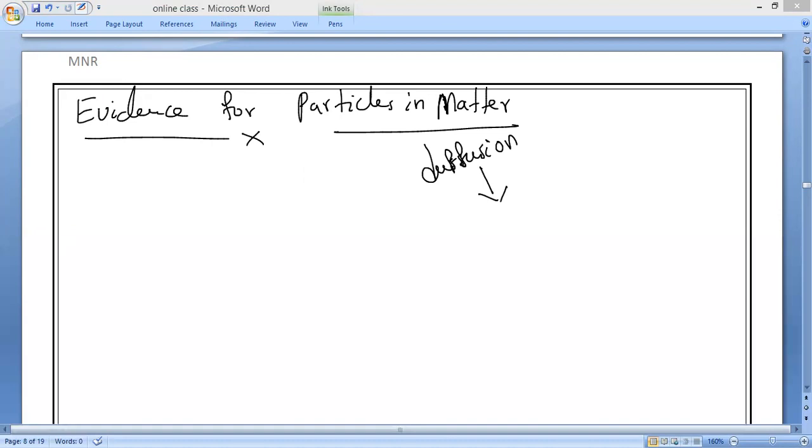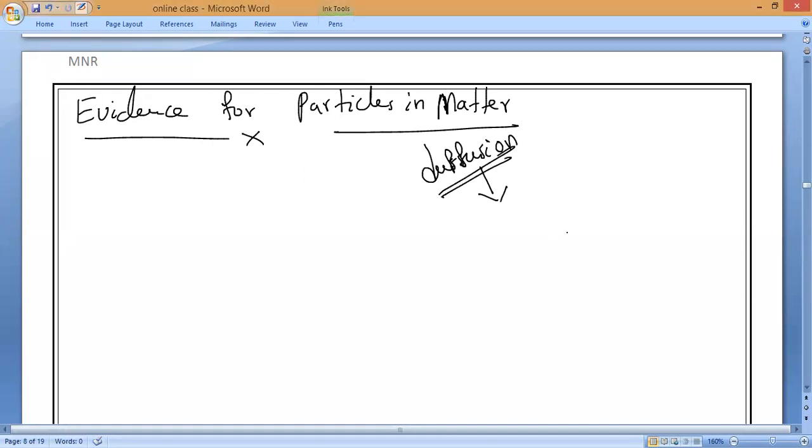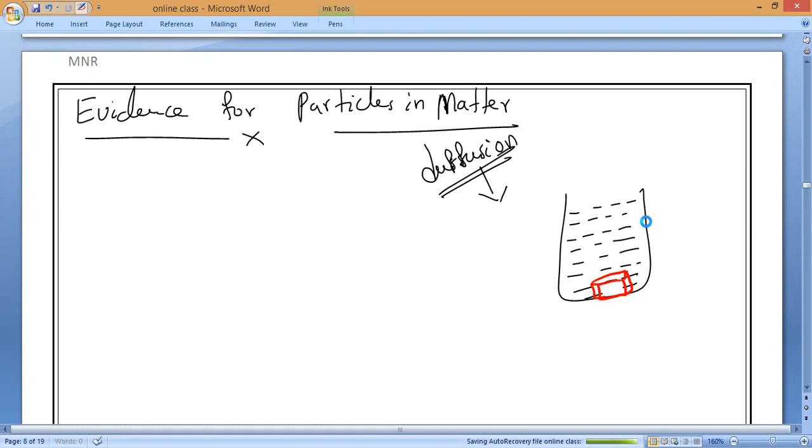For example, understand, everyone: suppose I have taken one glass of water. Now you can see I kept one small piece of sugar, a big sugar piece, at the bottom of the glass. After some time, this sugar piece will be dissolved. Now you can notice that the sweetness will spread across the water equally.